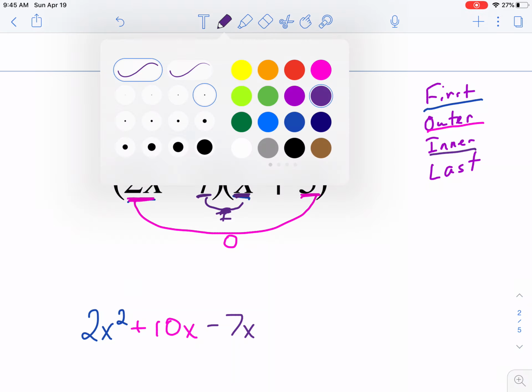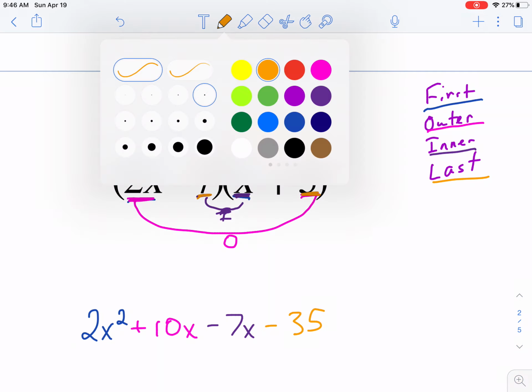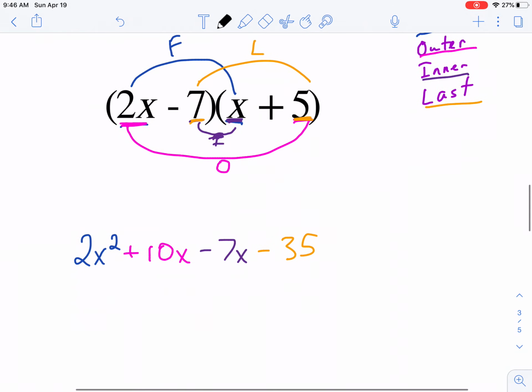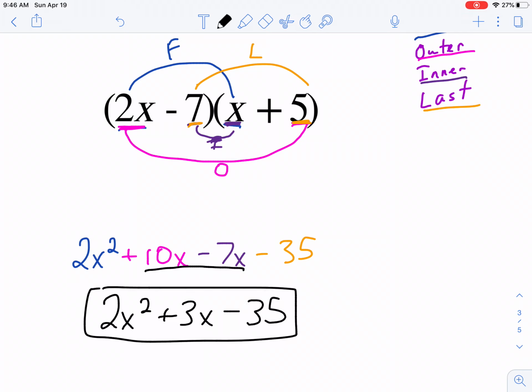Then I multiply the last terms. That is the negative 7 and the 5. The last terms, negative 7 times 5 is negative 35. And then our last step, notice here in the middle again, I have like terms. And so I can combine those like terms. I'm going to have 2x squared. 10x minus 7x is positive 3x. And then minus 35 on the end. And so there is our final answer.